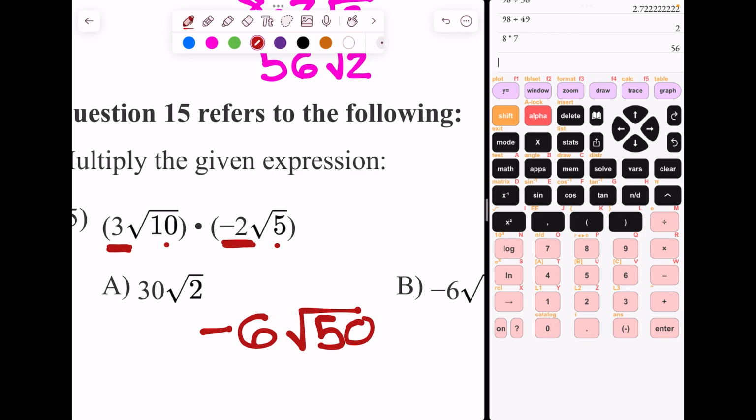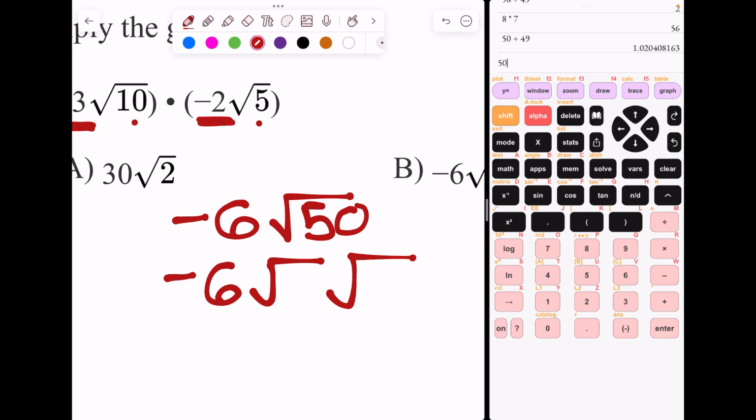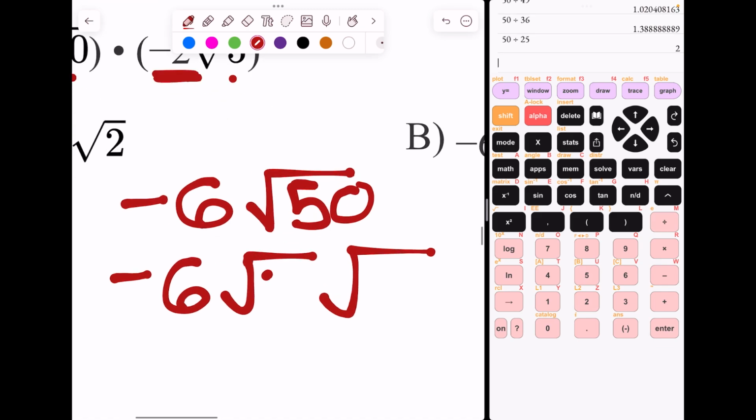Now we have to simplify square root of 50. So we are going to think about what is a perfect square that could go into 50. First you would try 49, no good. Then you might try 36, no good. But if you remember, 25 does work. 50 divided by 25 is 2.